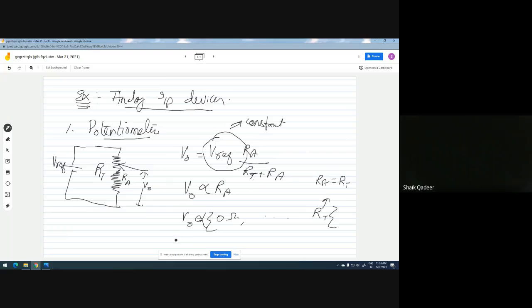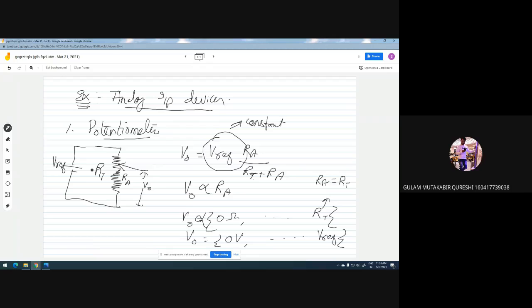Exact value, if you want, about VO: it will be starting from 0 volts, and the maximum value of this is equal to V reference. VO is equal to V reference when RA is equal to RT. Yani jaake idhar upar badh gaya na to dono potential equal ho jayenge. Is it clear or not? Yes, sir, clear. Okay.